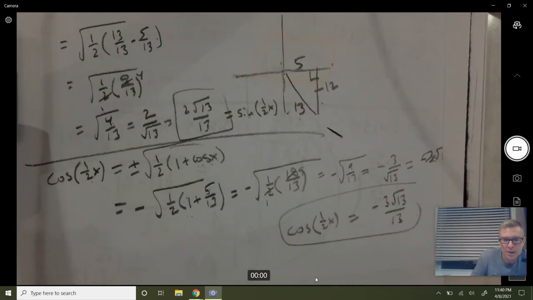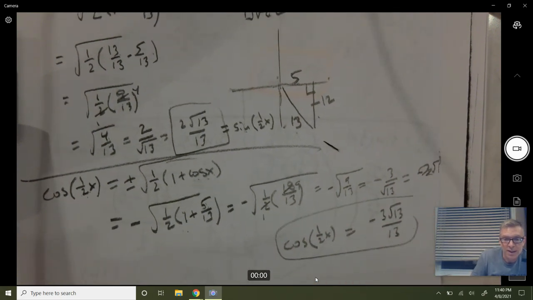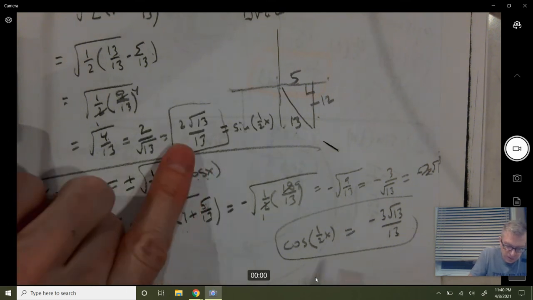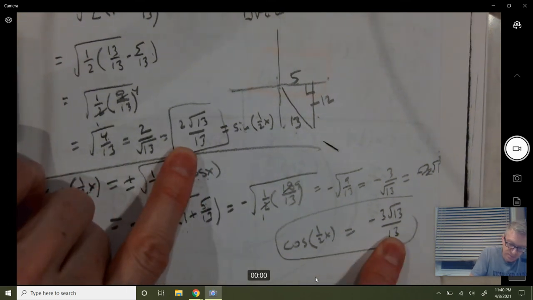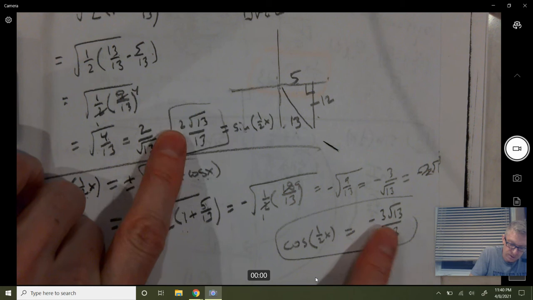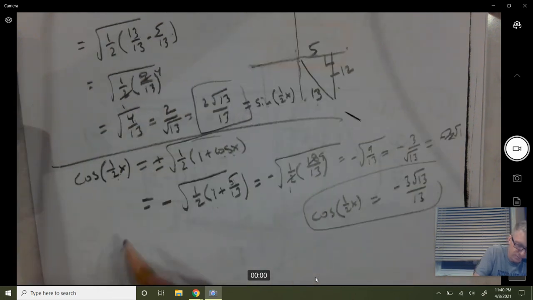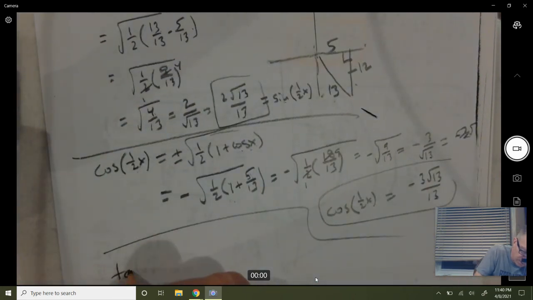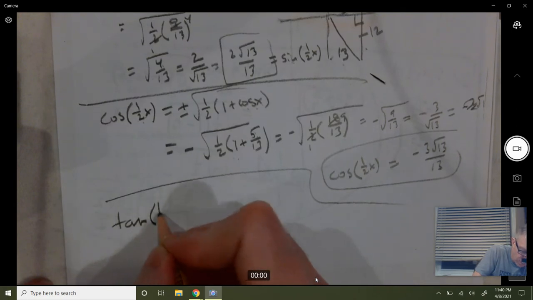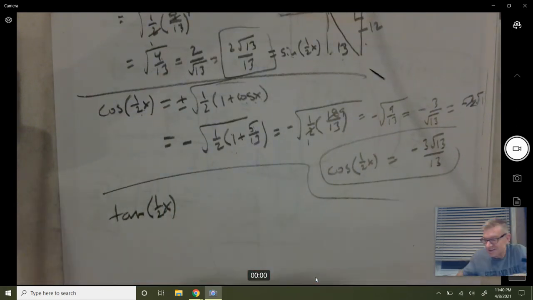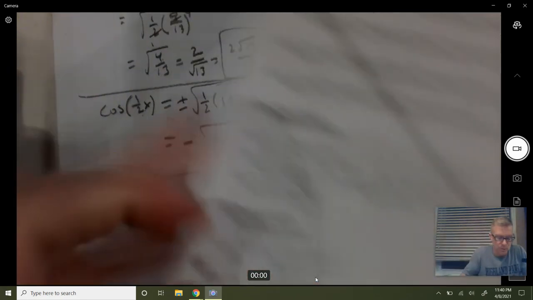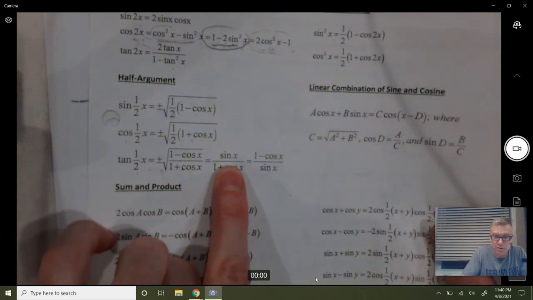Okay. And if you want tangent of 1/2 x, you could do this divided by this. It's like almost everything cancels. You end up with -2/3, but let's use the formula just to practice using the formula. Tangent of 1/2 x. Remember, this is the nice formula where you can pick one where you don't have the plus or minus. Let's just use sine x over 1 plus cosine x.